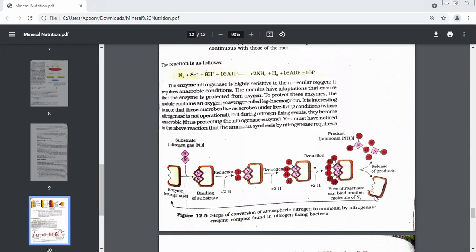And this is free nitrogenase. Why do we call it free nitrogenase? Looking at it, tell me, why is it free now? Because its binding site is free. Very good. Its binding site is free. It will again go and start the same process. So it will keep on converting atmospheric nitrogen into ammonia.